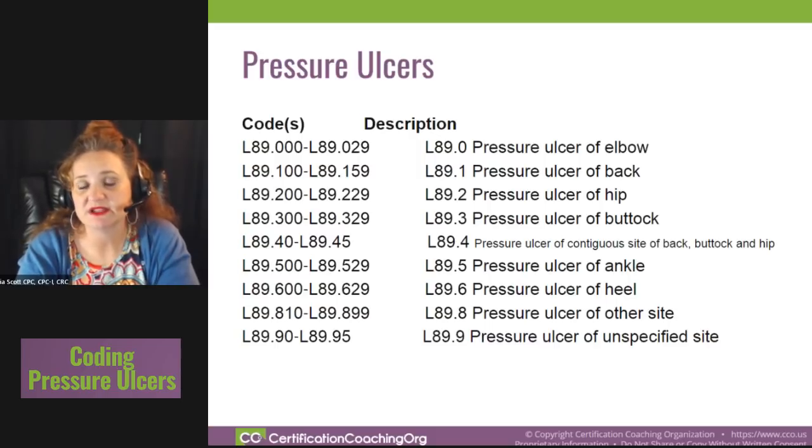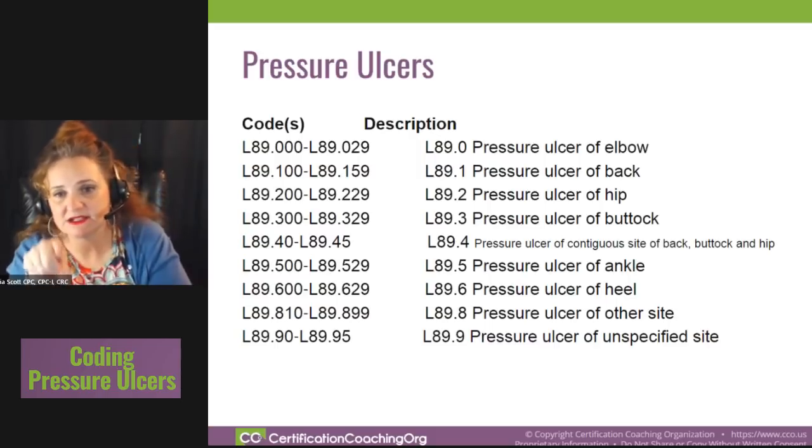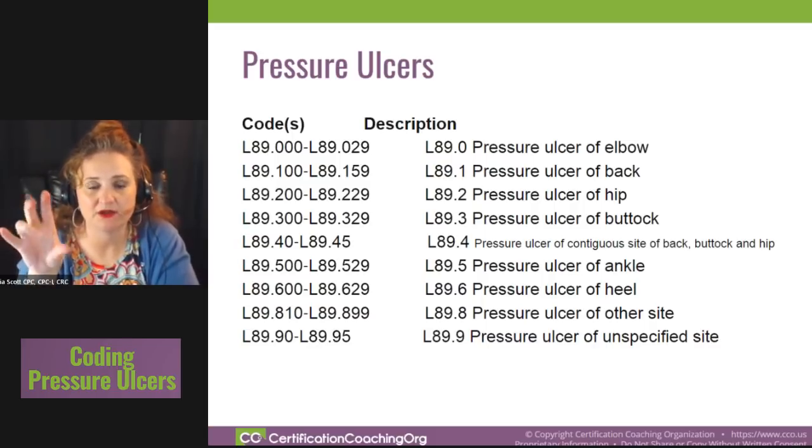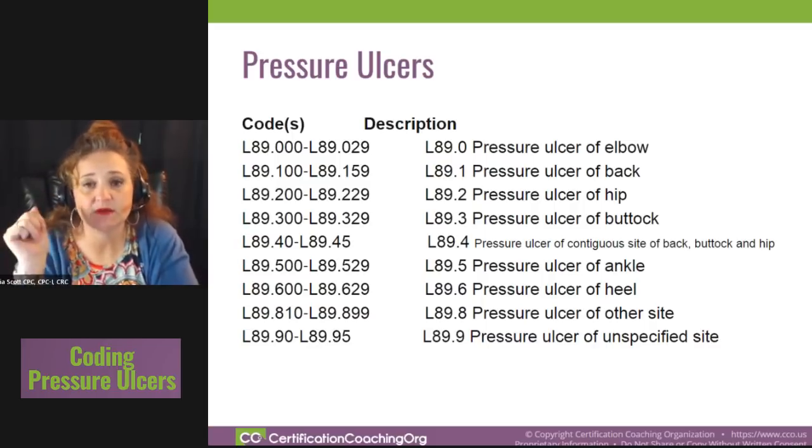Unlike unspecified, other means that it's not on this list. All right, why do we have elbow, back, hip, buttock, ankle, and heel? Because those are the most common places for pressure ulcers to occur.